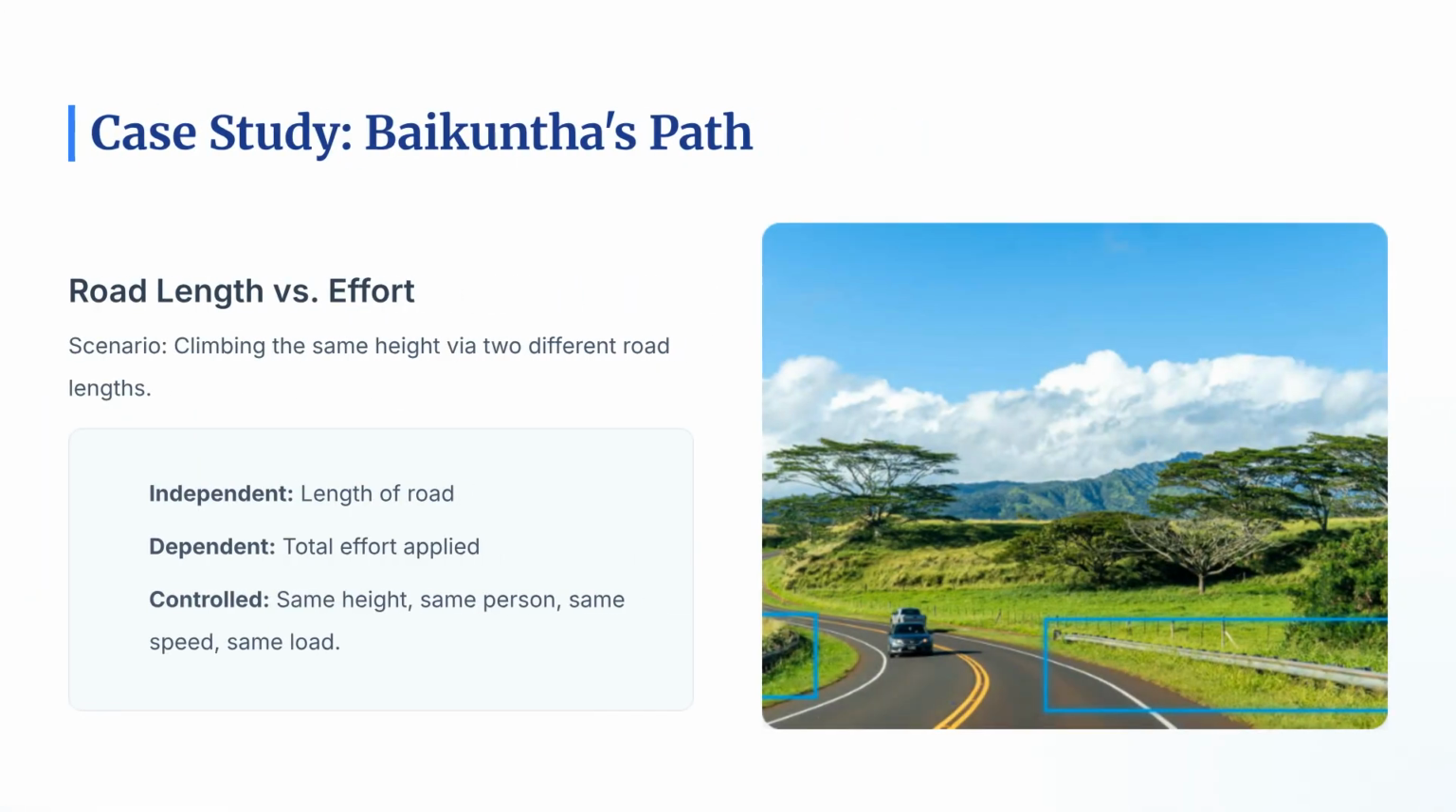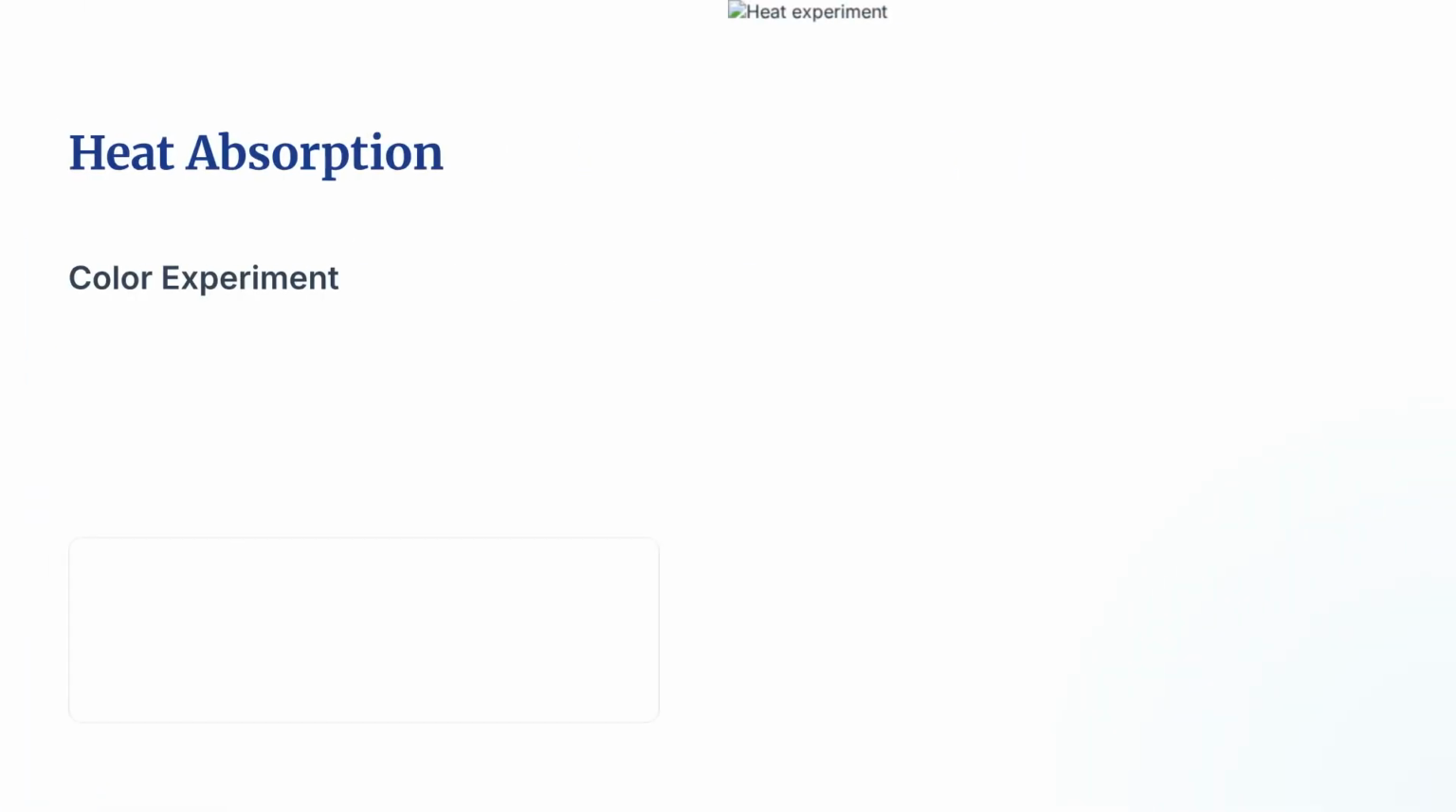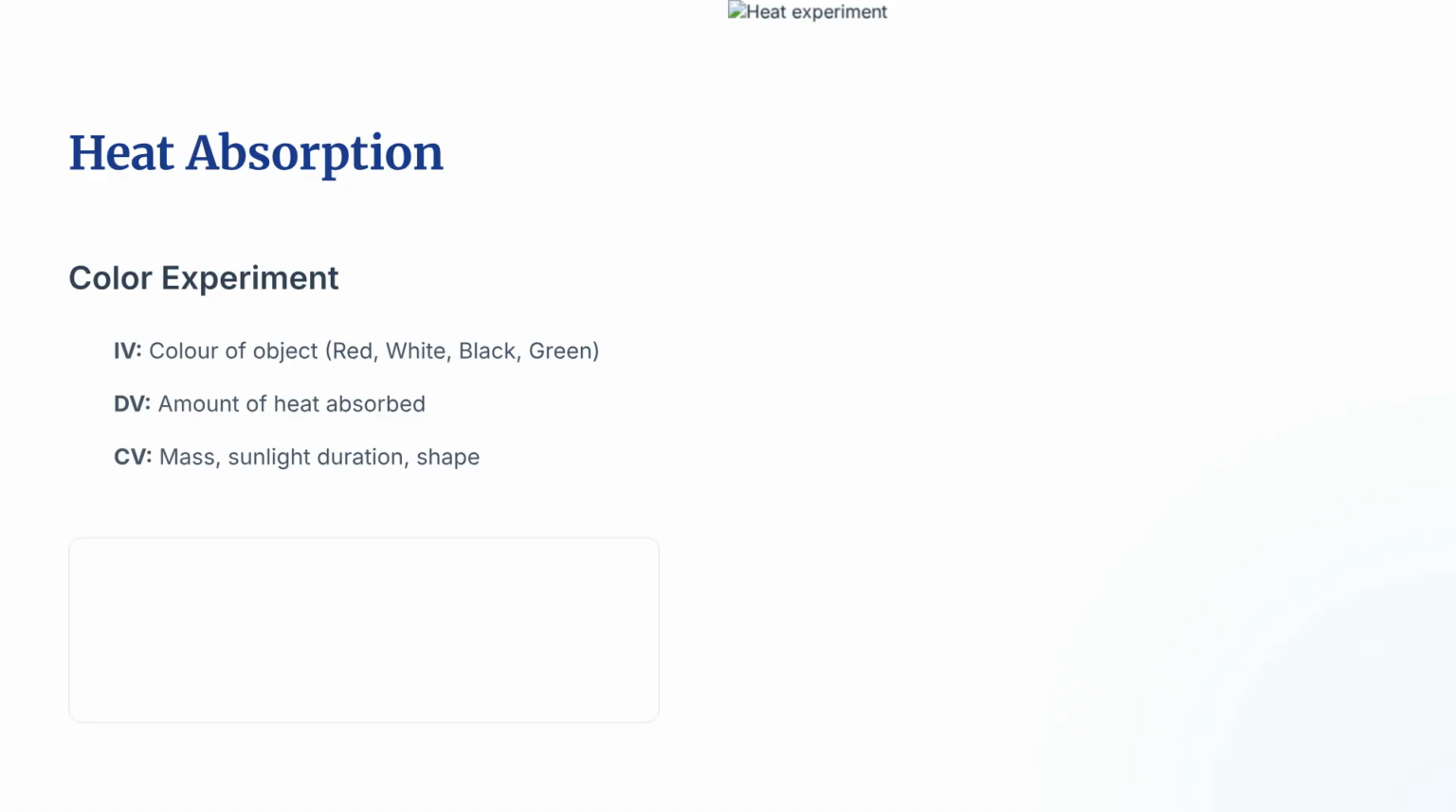Kuntha's path scenario compares road length versus effort. The independent variable is the length of the road, and the dependent variable is the total effort applied. Controlled variables are the same height, same person, same speed, and same load. In the heat absorption experiment, the independent variable is the color of the object. The dependent variable is the amount of heat absorbed. Controlled variables include mass, sunlight duration, and shape. The hypothesis is that darker colors absorb more heat than lighter colors.